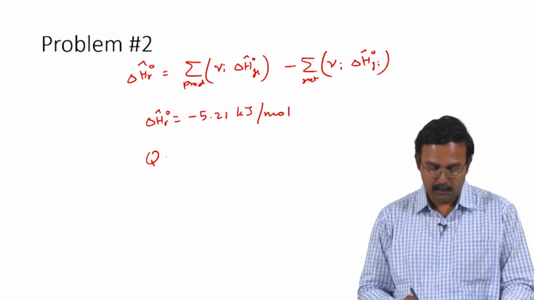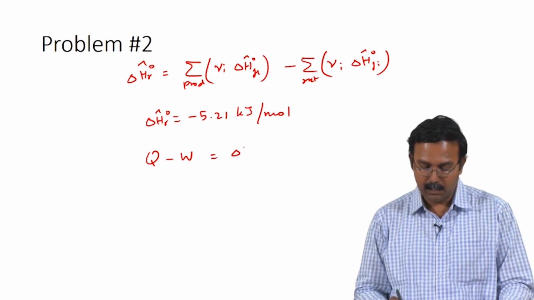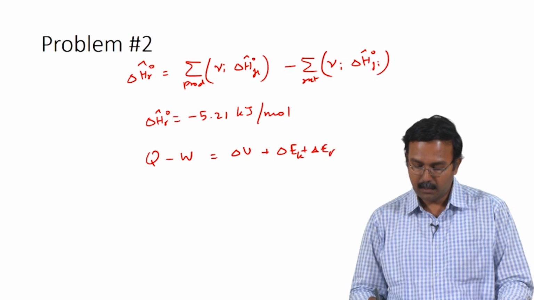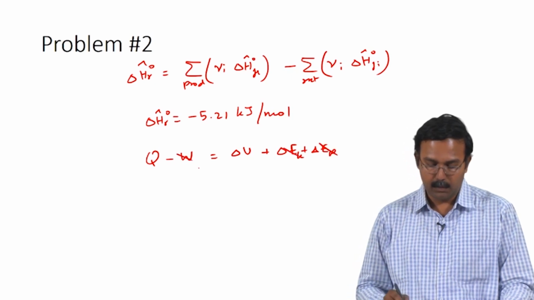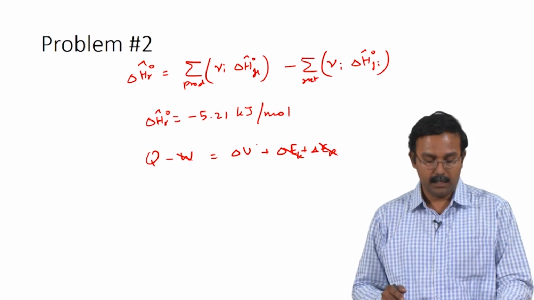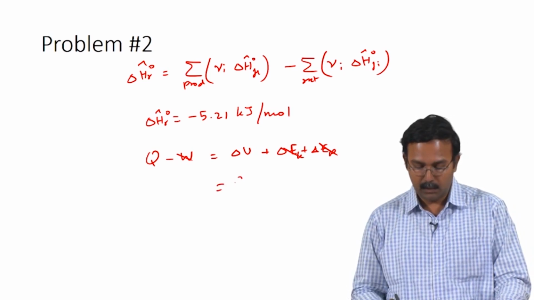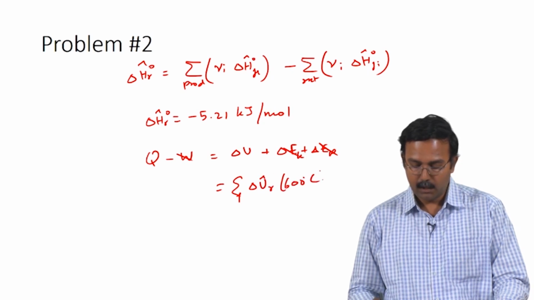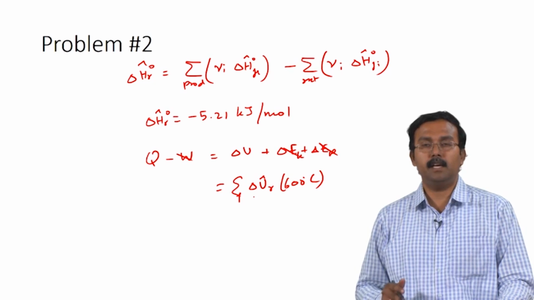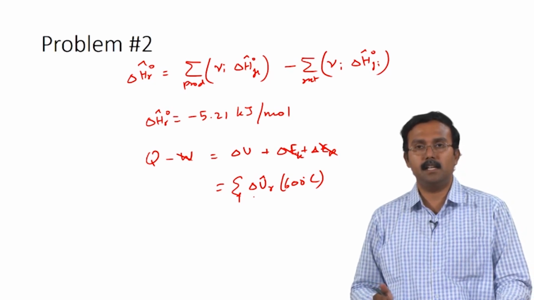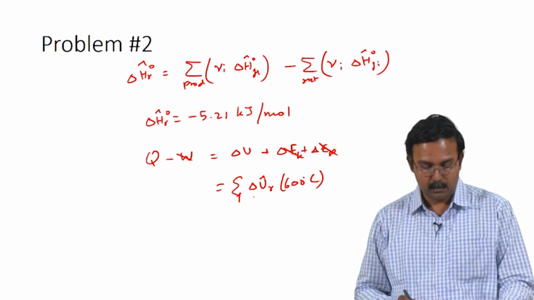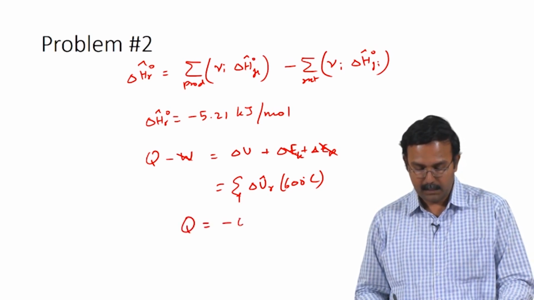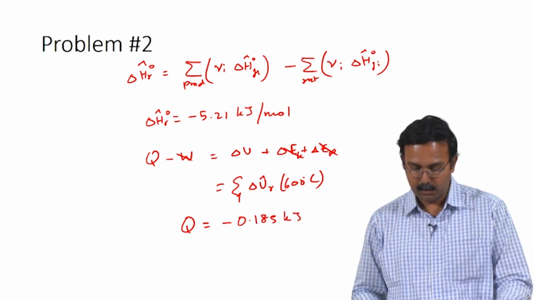The equation is Q minus W equals delta U plus delta Ek plus delta Ep. As usual, Ek, Ep and W go to 0, and you are left with only delta U, and delta U here would be xi times delta UR at 600 degrees Celsius. You have the internal energy of reaction at 600 degrees Celsius, which can be directly used. Doing that, you would get Q equals minus 0.185 kilojoules.